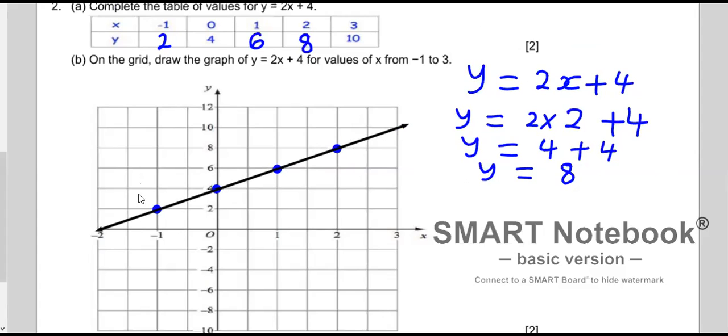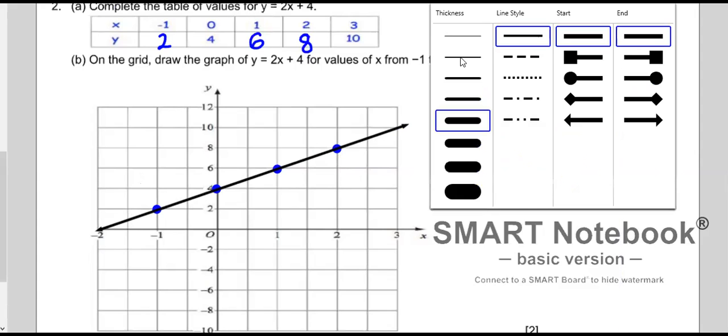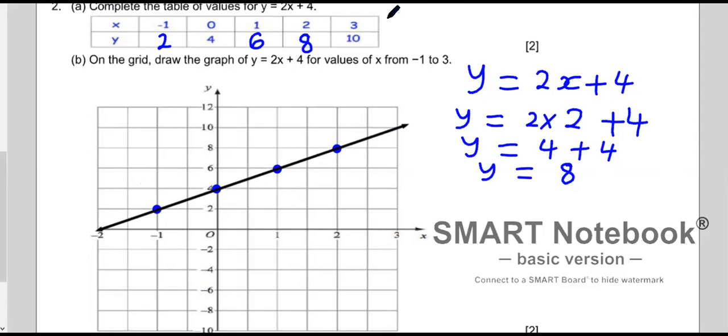The line which has been drawn here is what we call the graph of y equals 2x plus 4. So you label that graph, y equals 2x plus 4. So you do labeling here. This is what we call the graph of the equation y equals 2x plus 4. This line you see here is what we call the graph.